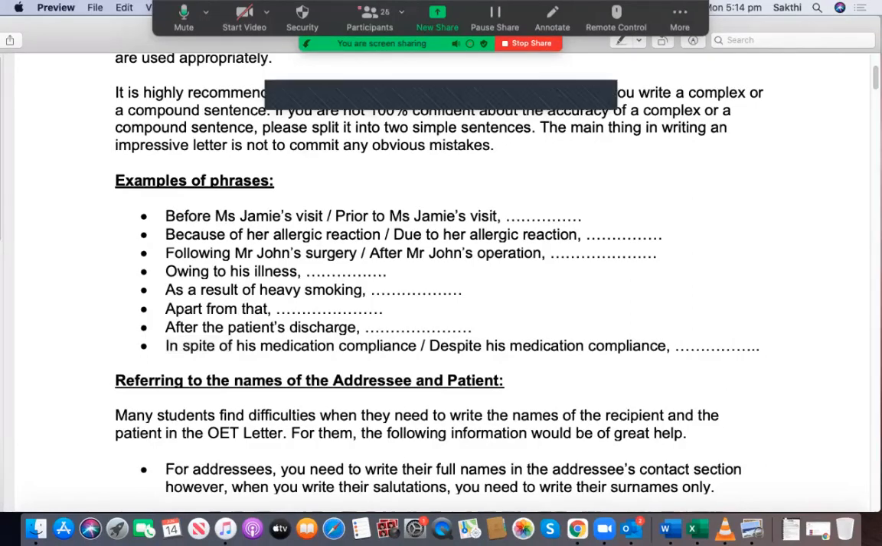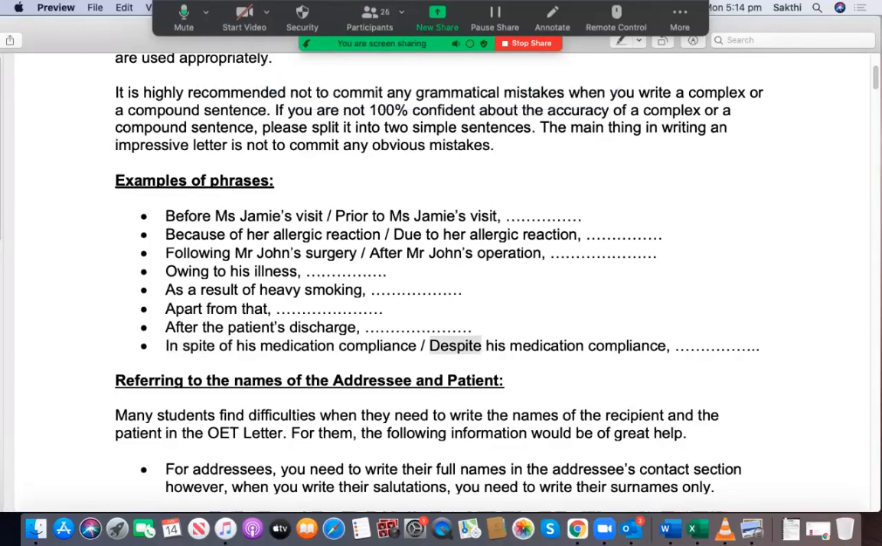However, when you have to use despite, you have to use only despite. You shouldn't use any preposition after that. All right. So these are some of the phrases I would like to let you know so that you can use them correctly.